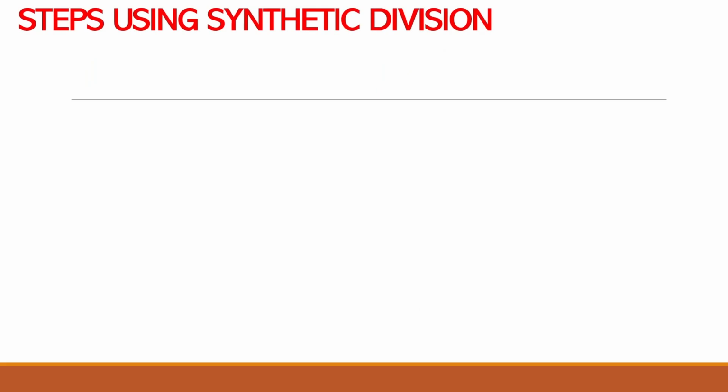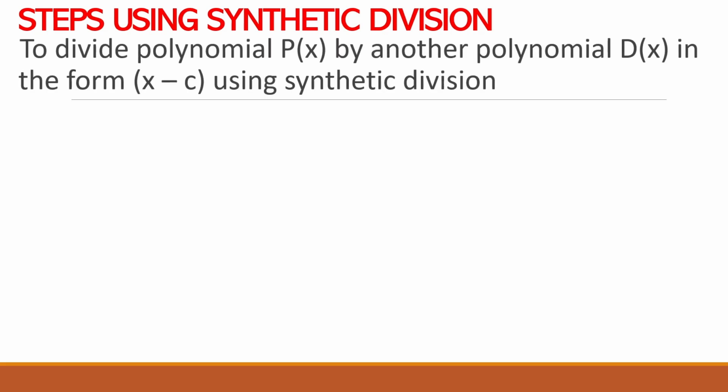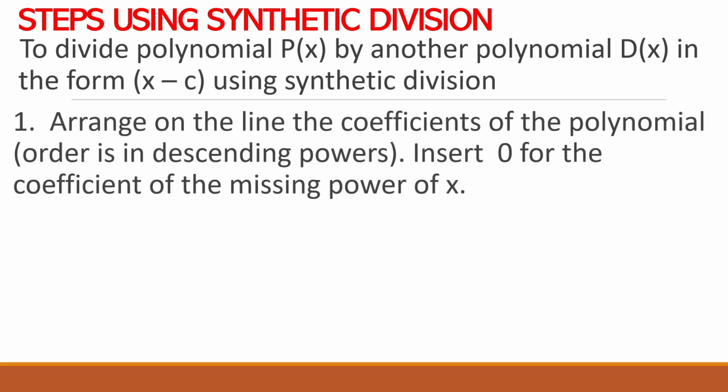So these are the steps using synthetic division, and after this, we will have an example. So to divide polynomial p of x by another polynomial d of x in the form x minus c using synthetic division, the first thing that you need to do is to arrange on the line the coefficients of the polynomial in descending powers. So kapag may missing term, we need to insert 0 for the coefficient of the missing power of x. So always remember na kailangan lagi is naka-standard form.